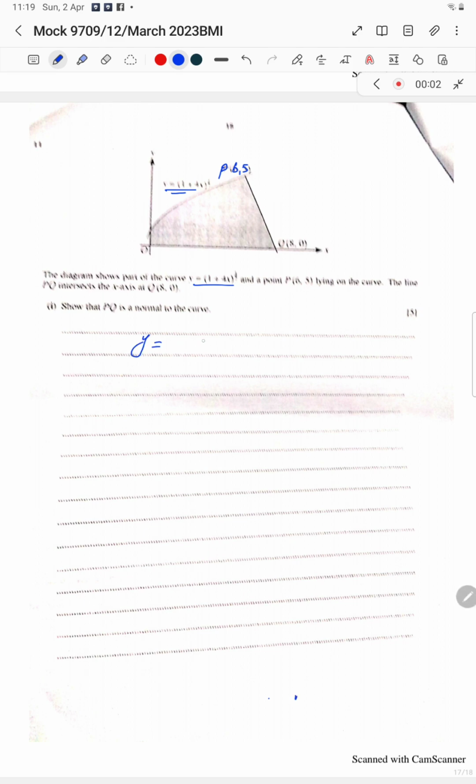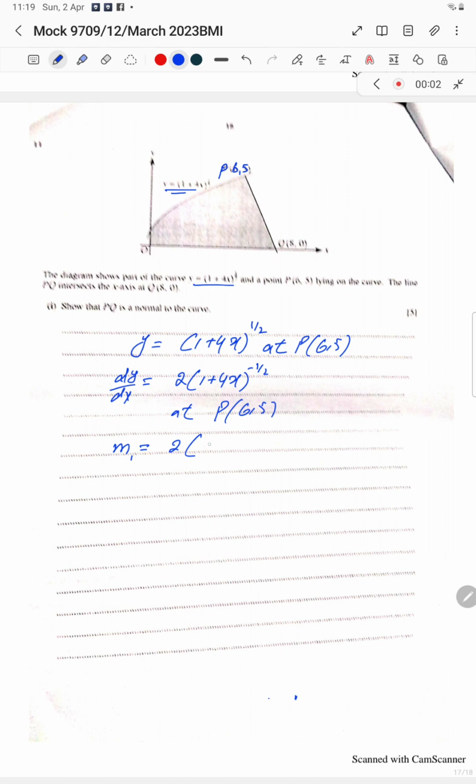So the equation of the curve is y equal to 1 plus 4x to the power 1 by 2, and it is passing through the point 6 and 5. So we will find dy by dx first. As you know the rule well, I am going to write it directly. So at point 6 and 5, that will give me the gradient of the curve. Say it is m1, 2 times this is 1 plus 24, this is 25 to the power minus 1 by 2, that is 2 by 5.